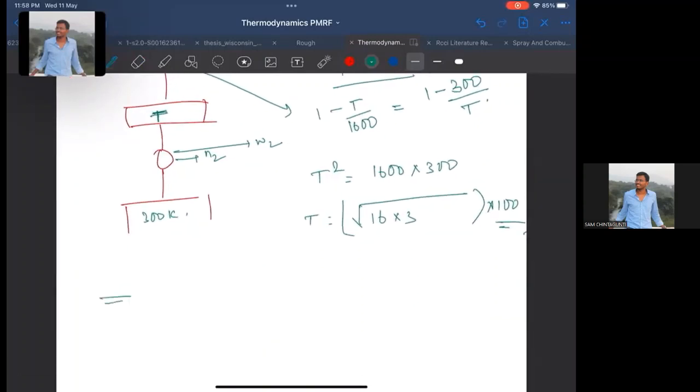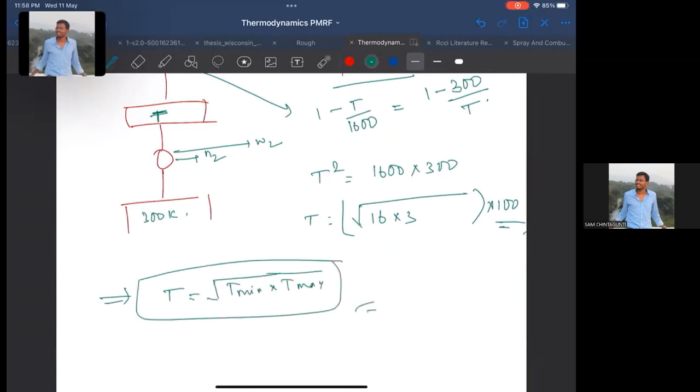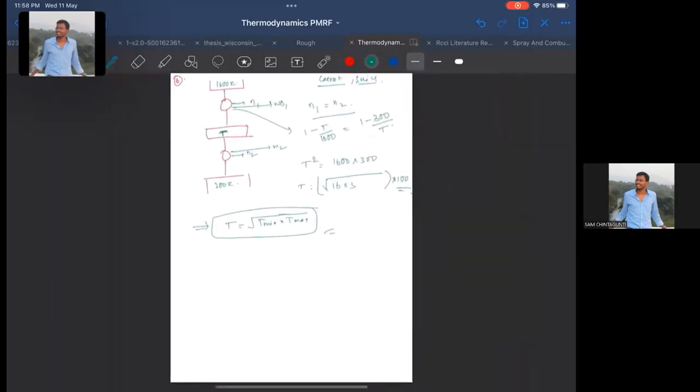But actually, you have to understand that T is equal to the square root of T min into T max. This is what we are saying, right? We are seeing a few extra formulas as well. So you can consider them as different problems like this and solve them and try to generate those formulas, so that you will not have a problem even when you forget those formulas.